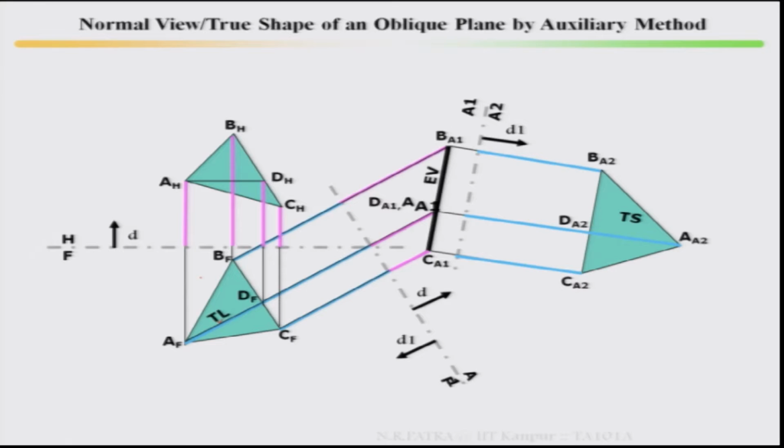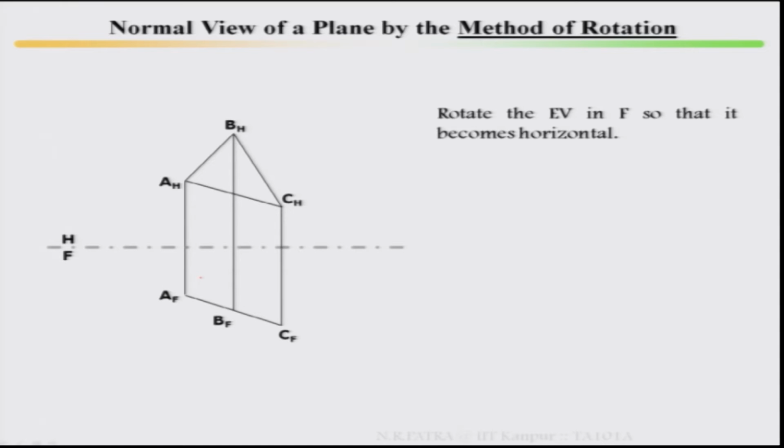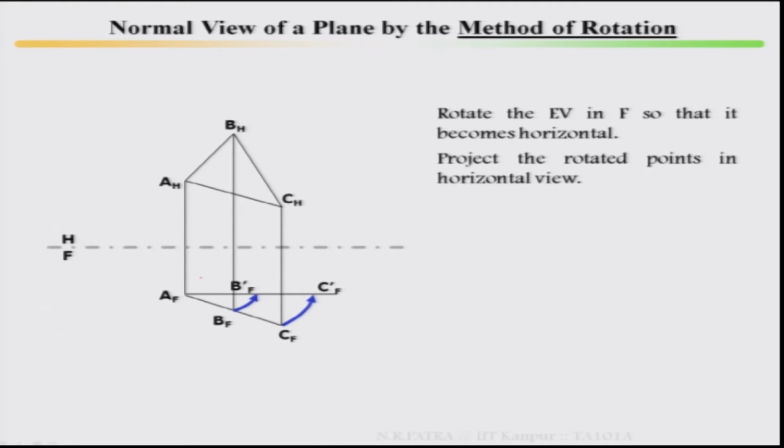This is what you are getting: the true shape of a plane by means of the auxiliary method. Then come to the method of rotations. This is a plane ABC. Rotate the edge view in front so that it becomes horizontal. This is your edge view, it has been rotated so it becomes horizontal. Then ABC in the frontal view has been rotated parallel to your hinge line. So, this will be AF, BF and CF parallel to your hinge line. Then project the rotated points back to the horizontal view.